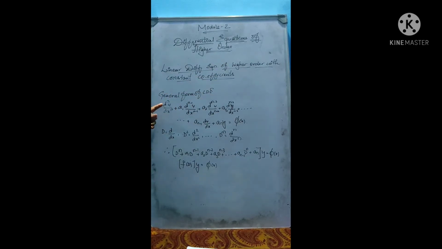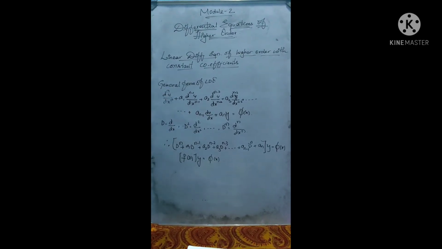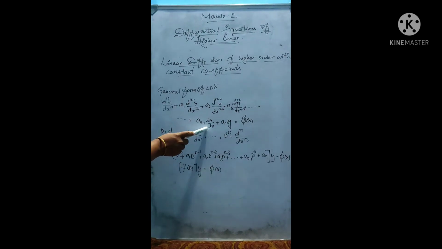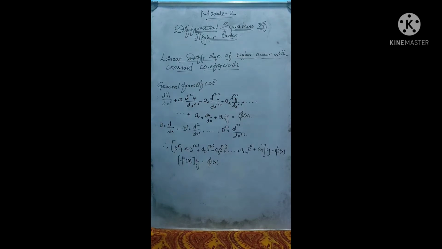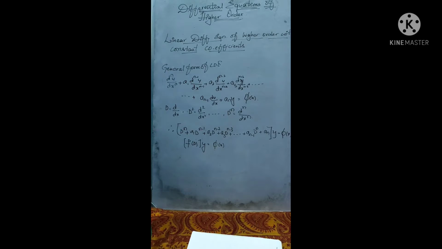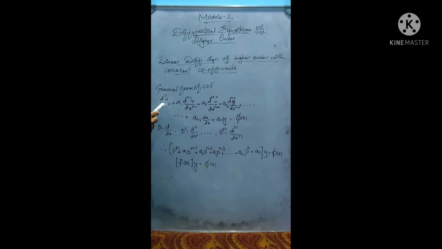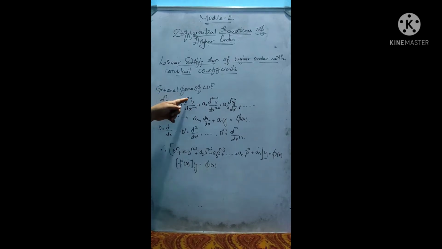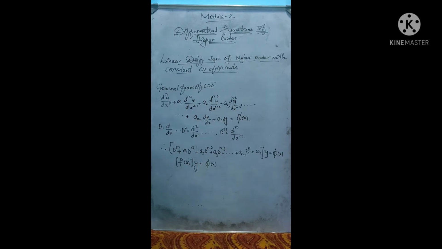You can see here, d power n y divided by dx raised to n. Okay. So, dy by dx is the first derivative. d square y by dx square is the second derivative. d cube y by dx cube is the third derivative. We know that, right? Similarly, this is d power n y by dx power n, which is nothing but the nth derivative. And this is the n minus 1th, n minus 2th, n minus 3rd derivative, like that. So, we are considering the higher order derivatives.